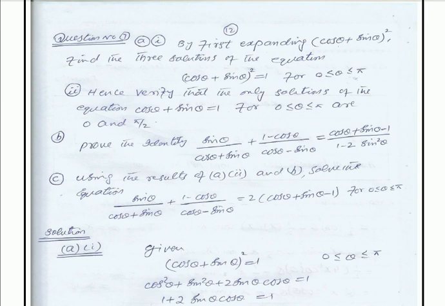For question number 7, part A: by first expanding (cos theta + sin theta) squared, find the three solutions of the equation (cos theta + sin theta) squared equal to 1 for 0 less than or equal to theta less than or equal to pi. So first of all, we shall find the solution for part A.